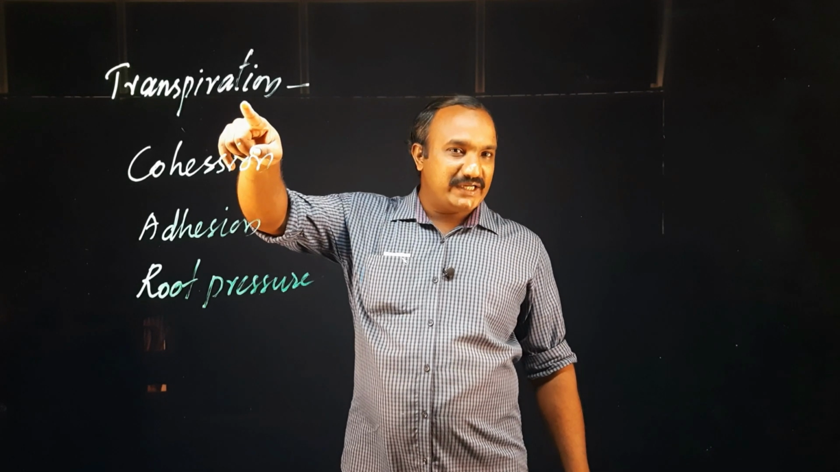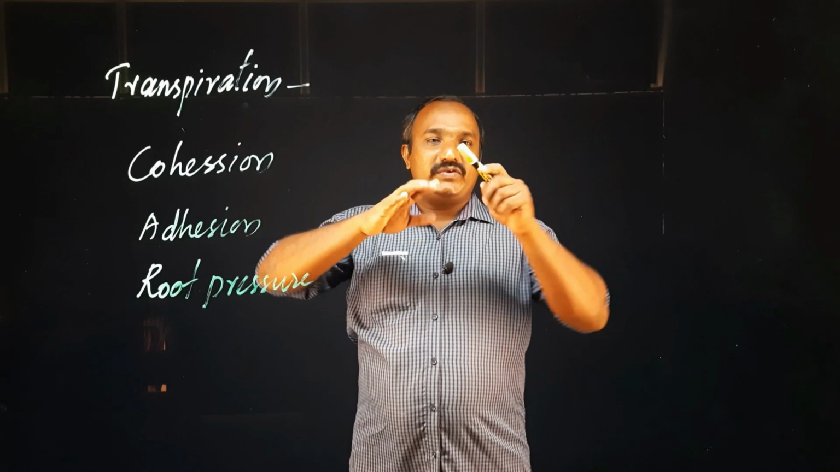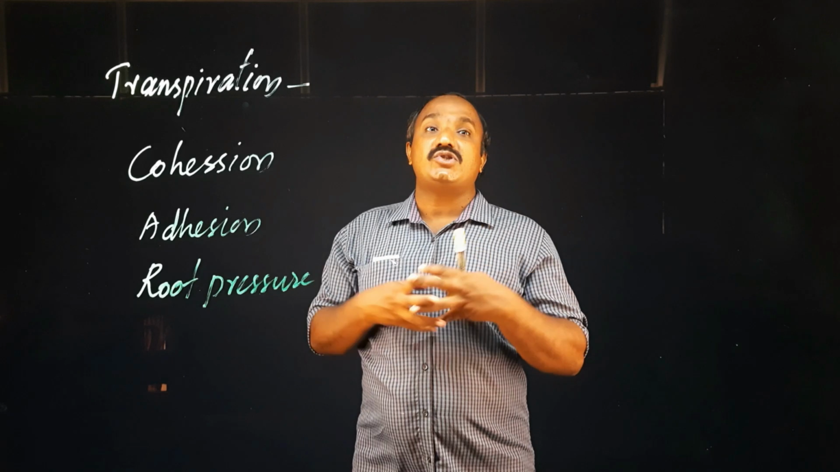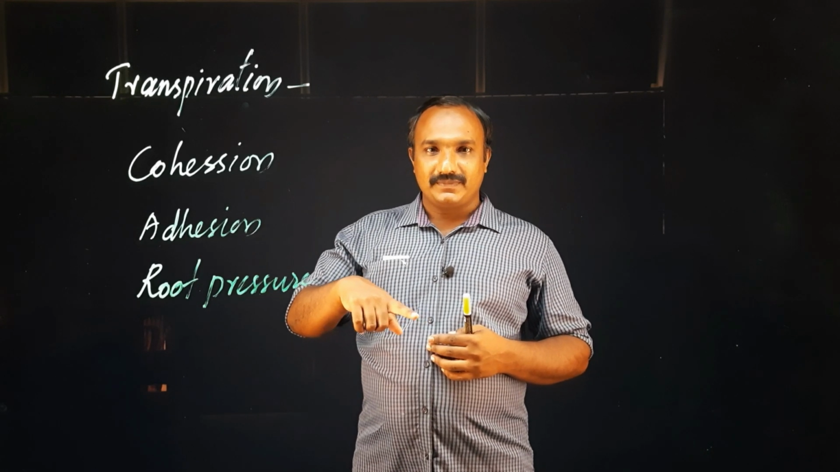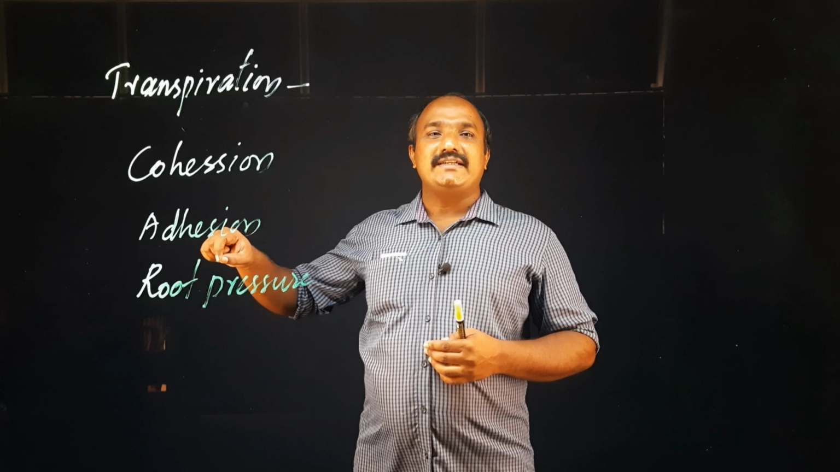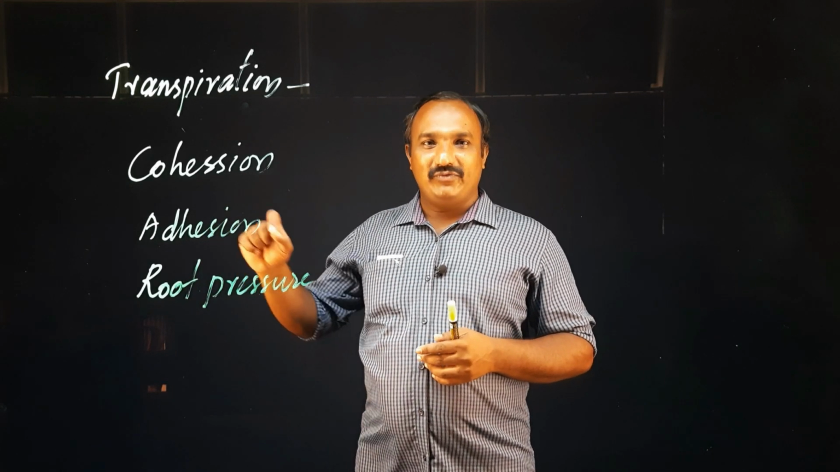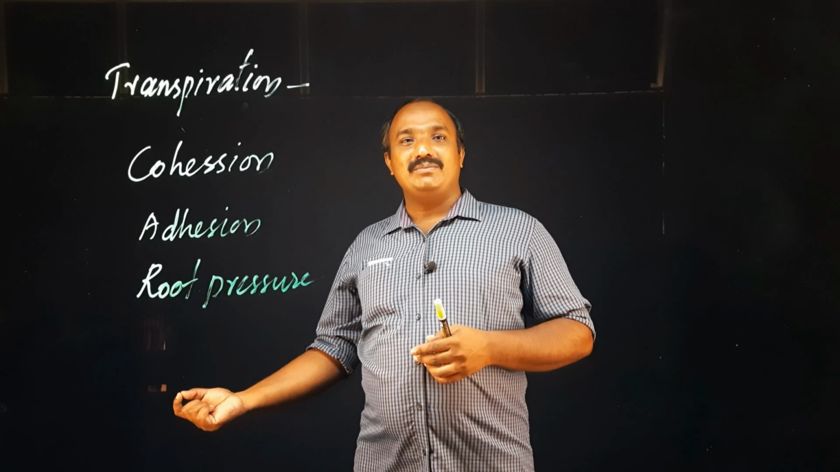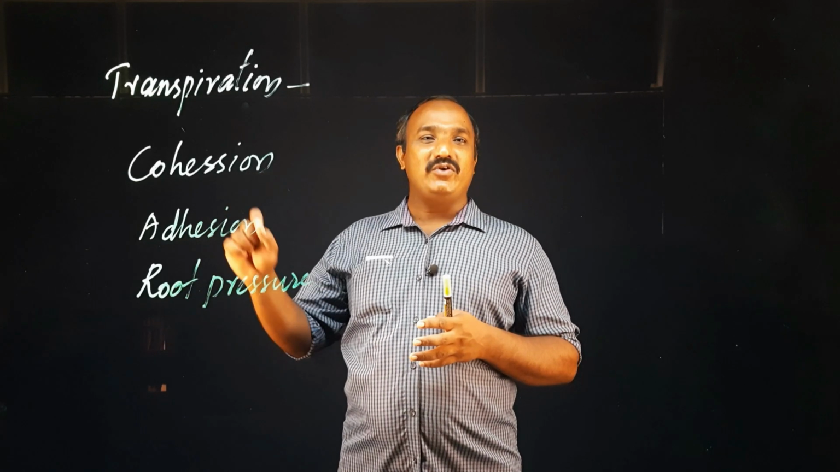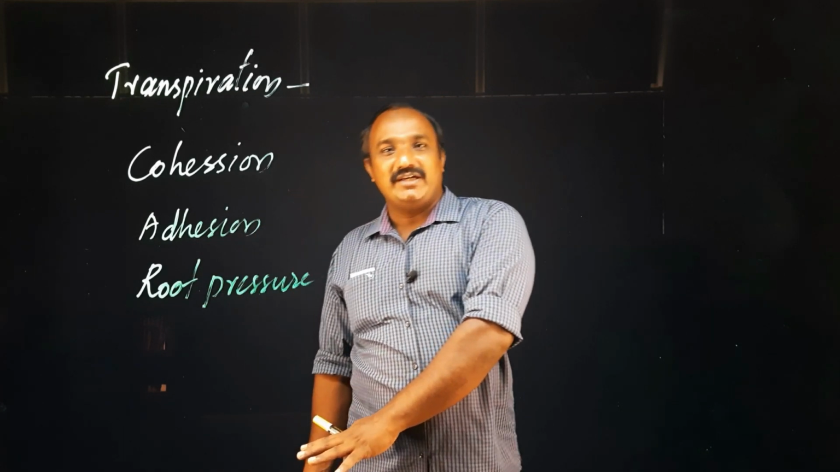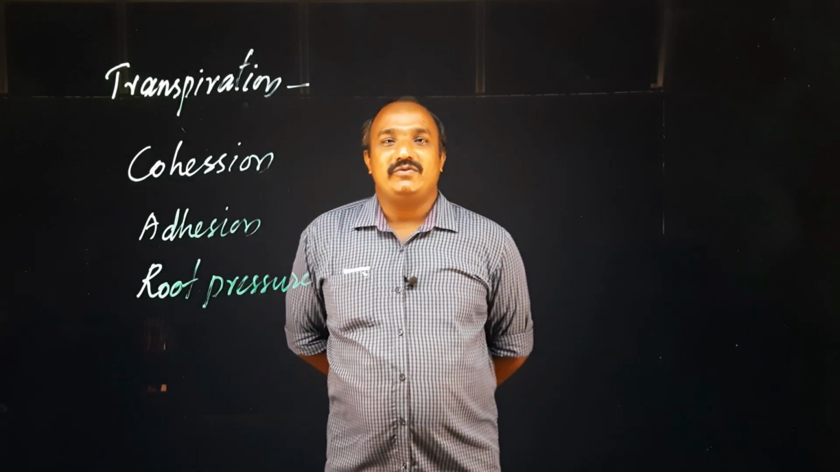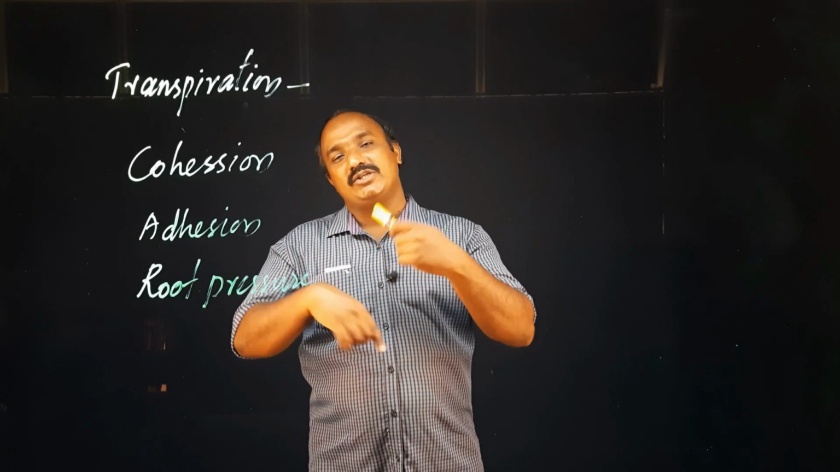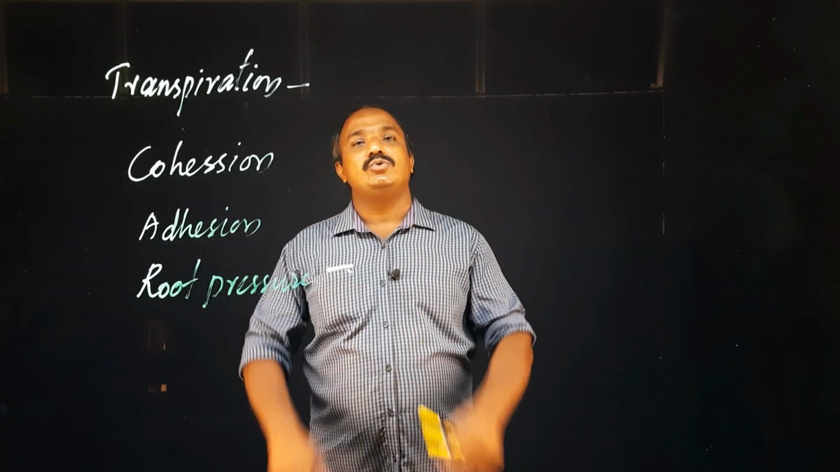When water is lost through transpiration, what will happen? From the first cell water is lost, so from the second cell through osmosis water comes to the first cell. Then from the third cell water through osmosis comes to the second cell. From the fourth cell, water through osmosis comes to the third cell. From the fifth cell, water through osmosis comes to the fourth cell. Like that, it will come from the downmost part. So from one cell to the next, like that water will come up. So slowly it will be transported to the leaves.